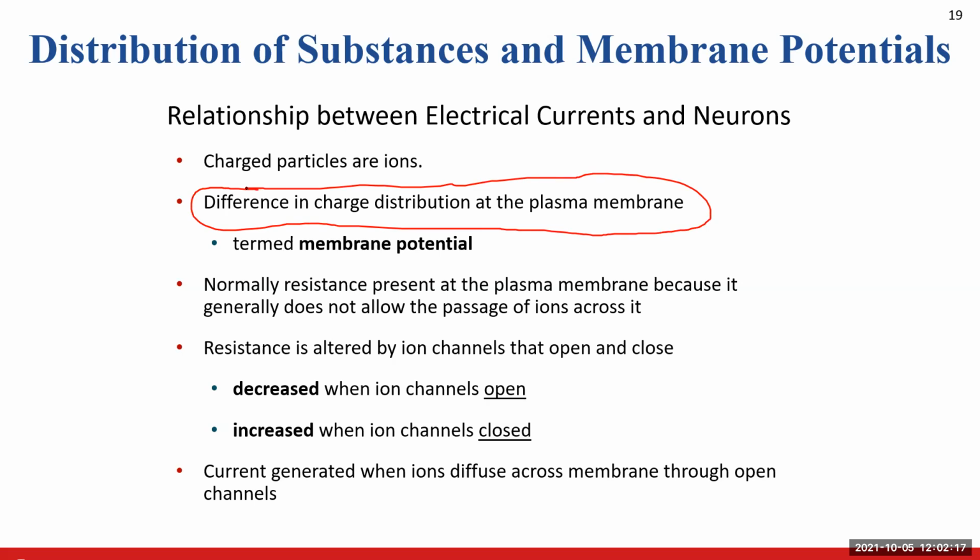And so that has to do with the distribution of those ions. Those ions are charged, so they carry with them a negative or a positive charge. So that charge distribution, we'll see a difference at the plasma membrane, so we call that the membrane potential.